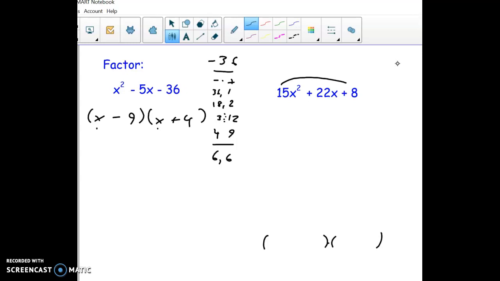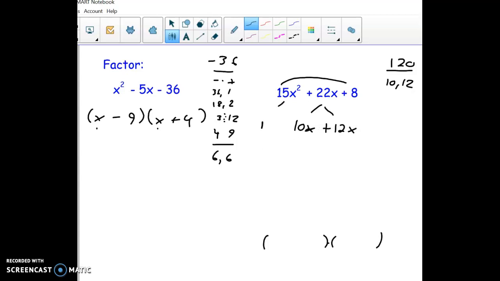15 times 8 should be 120. Okay, and then we got to find 2 numbers that then add up to 22x, right? And so in this case, I think 10 and 12 will work. So I'm going to basically break this into 10x plus 12x, and you can do it in the other order if you had wanted, it won't matter. And then bring down the other 2 parts.